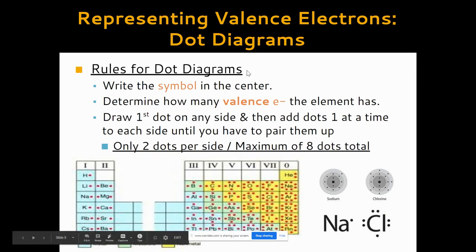Okay, now last thing, we can only have 2 dots per side with a maximum of 8 total dots. So if we took these 2 dots over here and put them on this side and left this side blank, that is bad. We don't want to do that. There are only 2 here, 2 here, 2 here, and 1 here. We can't have any more than 2 per side. Okay, that is all for this.